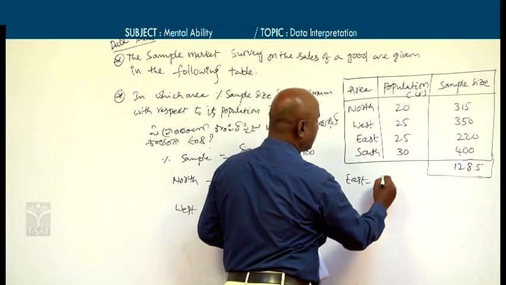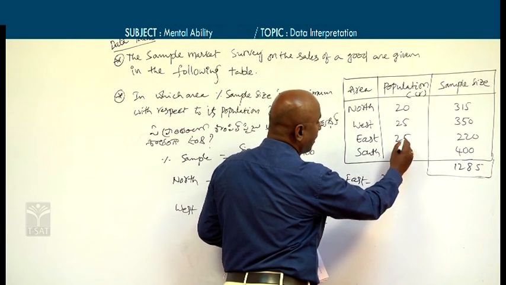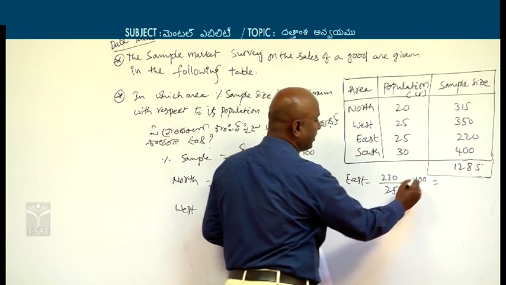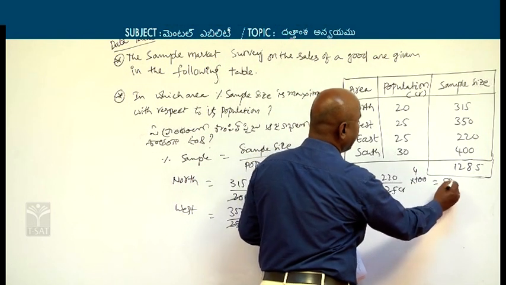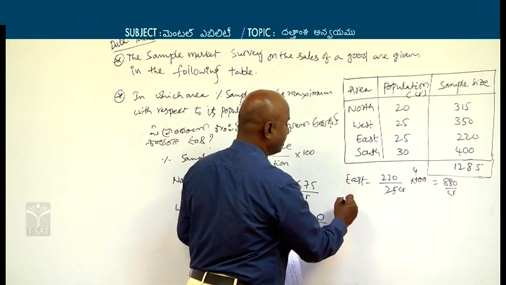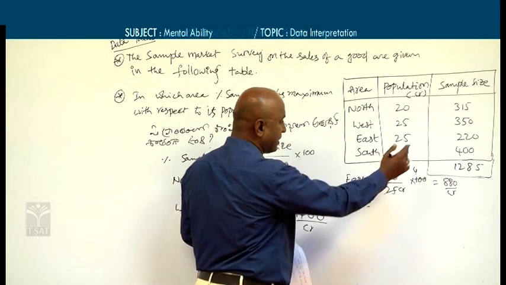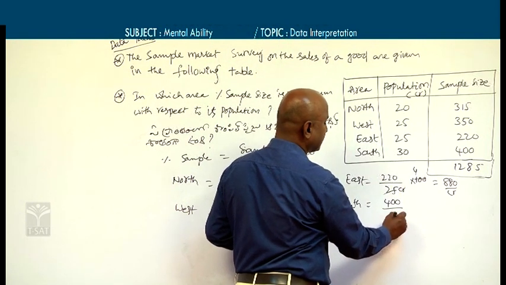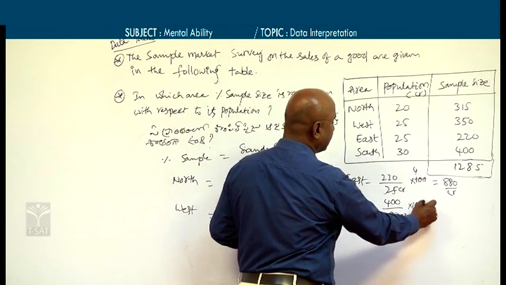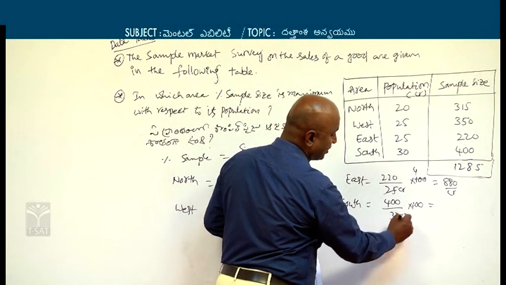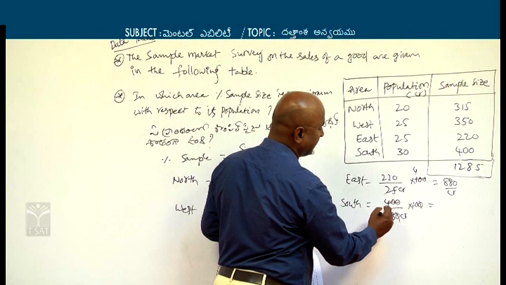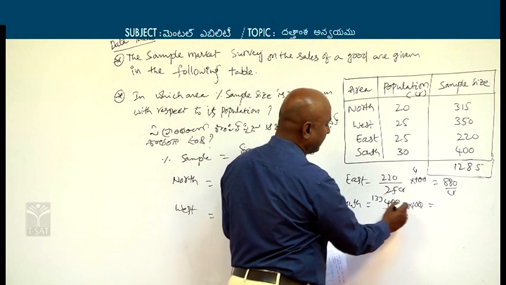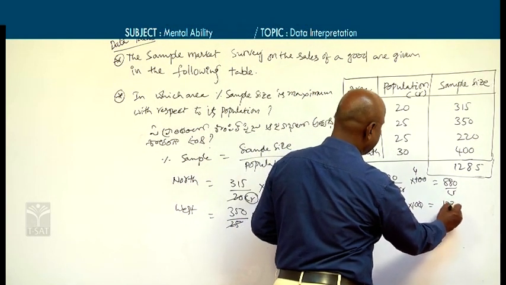Similarly, if we consider East, sample size is equal to 220 by population of that region, 25 crore, into 100. That is equal to 25 ones to 25 fours. So it is equal to 880 by crore. And if you consider South, the sample size is 400 by the total population of the South region, 30 crore, into 100. 3 1s are 3, 3 3s are 9 and 3 3s are 9. So 133 into 10 is equal to 1330.